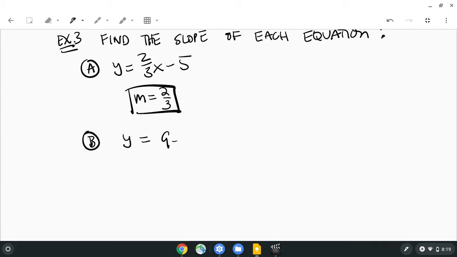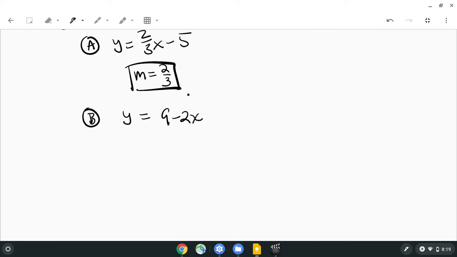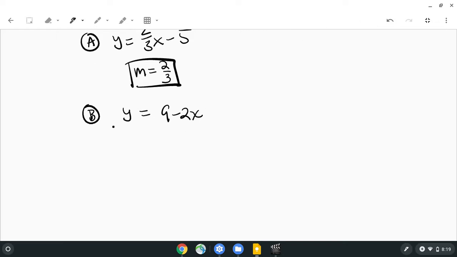Okay, let's take a look at this one. y equals 9 minus 2x. So this is kind of written in slope-intercept form. Okay, when y is by itself, the number next to x is your slope. So here, your slope would be, what would it be? What do you think? -2 is correct. Okay, so yes, you do have to take the sign there.